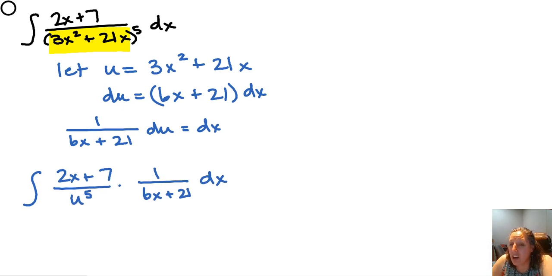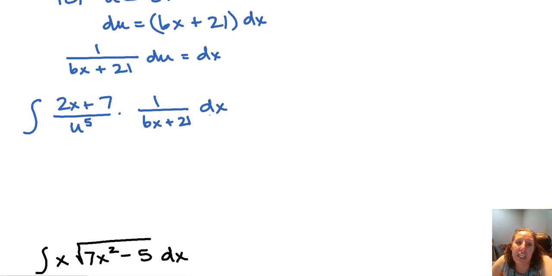Now, we cannot integrate this until everything is in terms of, oh, sorry, that should be a du right there. We cannot integrate this until everything is in terms of whatever the variable is in our differential. Our differential here is a du, so we need to get rid of all of our x's. Now, we can't just make them disappear unless we can use algebra to simplify this.